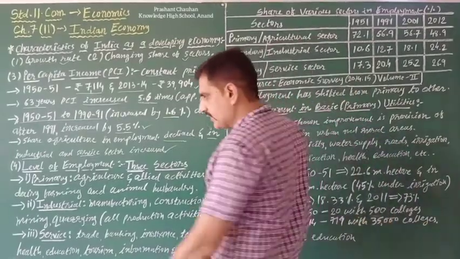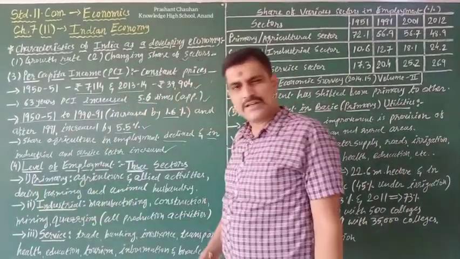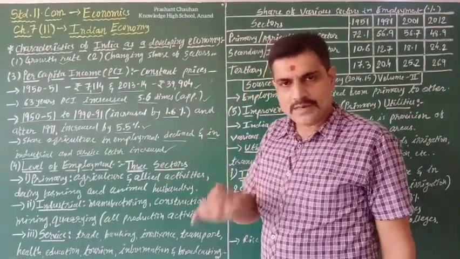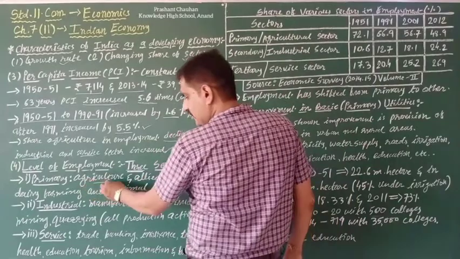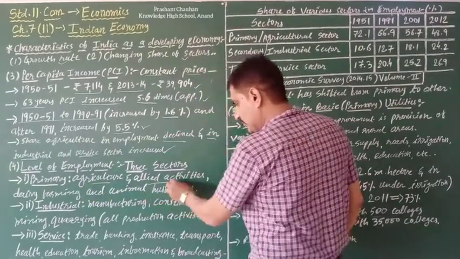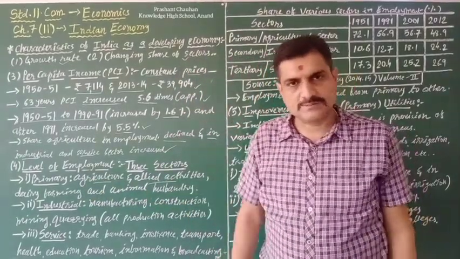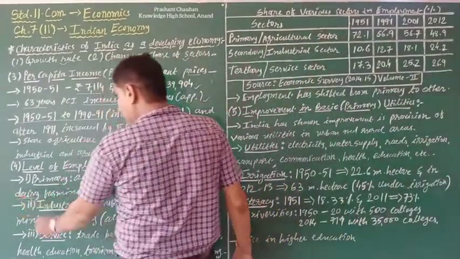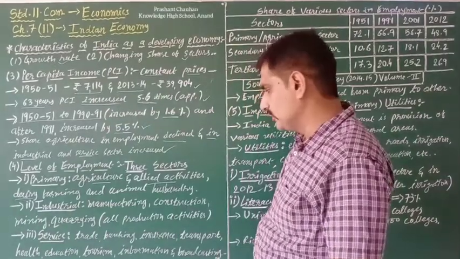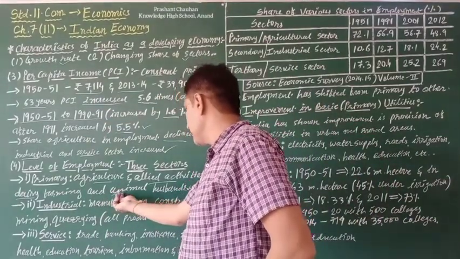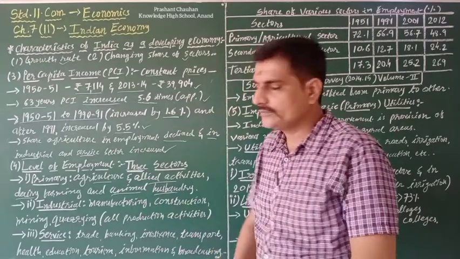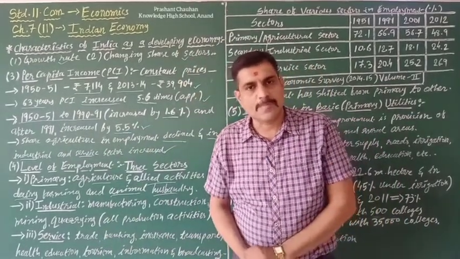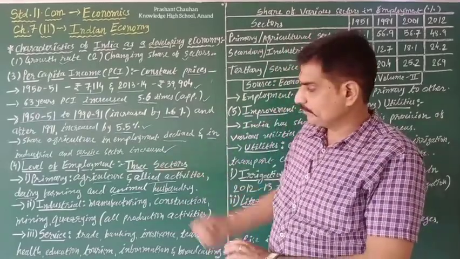Let's see. First one, that is the primary. Which things or which sectors are there in the primary sector? Agriculture and allied services, whatever is related to agriculture. Dairy farming now is a sector. Also the next and last one is animal husbandry. Not only 1 or 2, different types of animal husbandry related occupations are there nowadays in the primary sector.